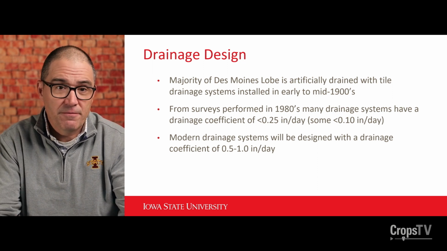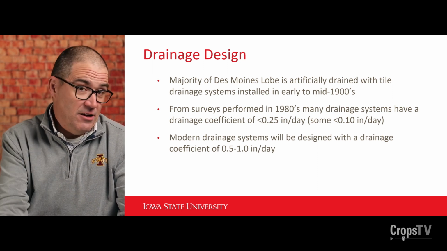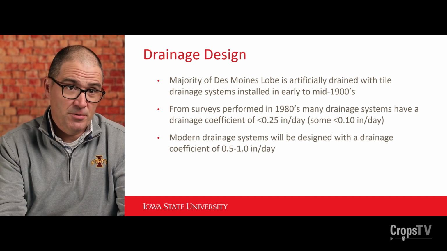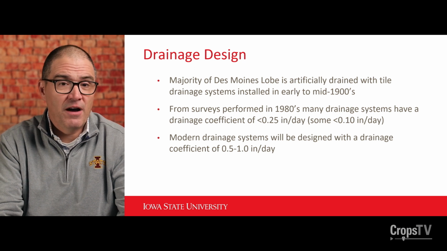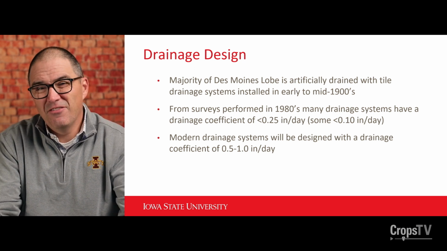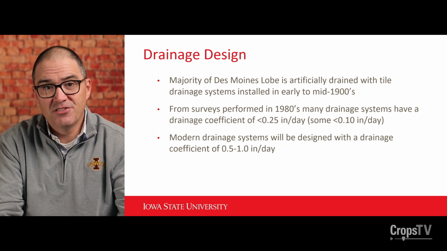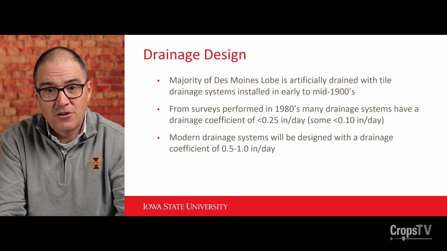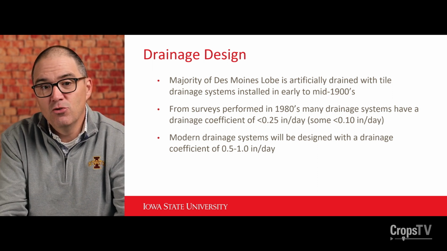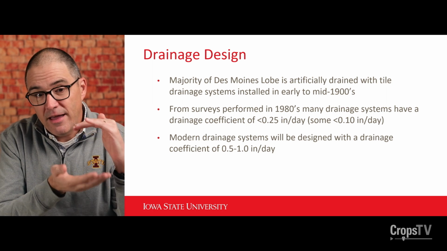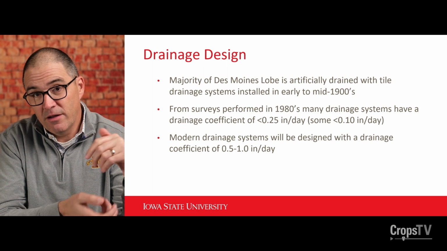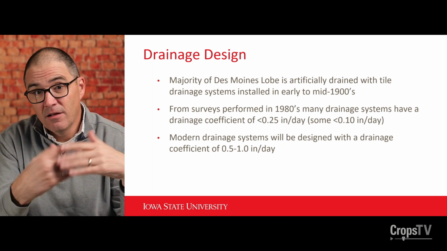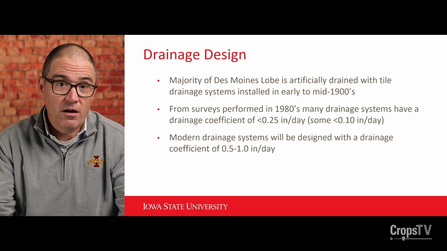Because of our land use changes, changes in precipitation, modern drainage designs would be designed with a drainage coefficient of 0.5 to 1 inch per day. So just giving a little background on drainage and drainage system design, our modern designs would be a greater drainage coefficient per day. And really what we're trying to do is get water out of that top 1 to 2 feet of the soil in a 24 or 48 hour period so that we can get air back in there for our roots so we don't waterlog our soils.